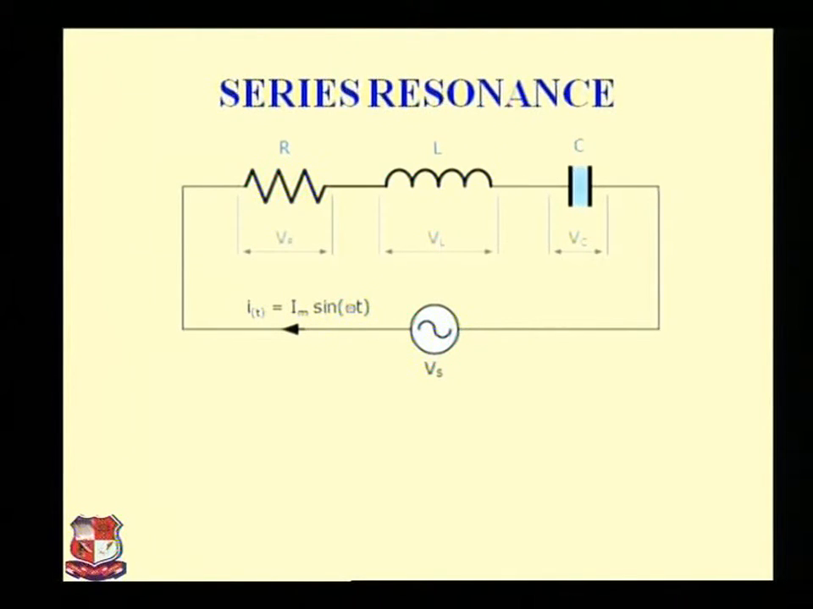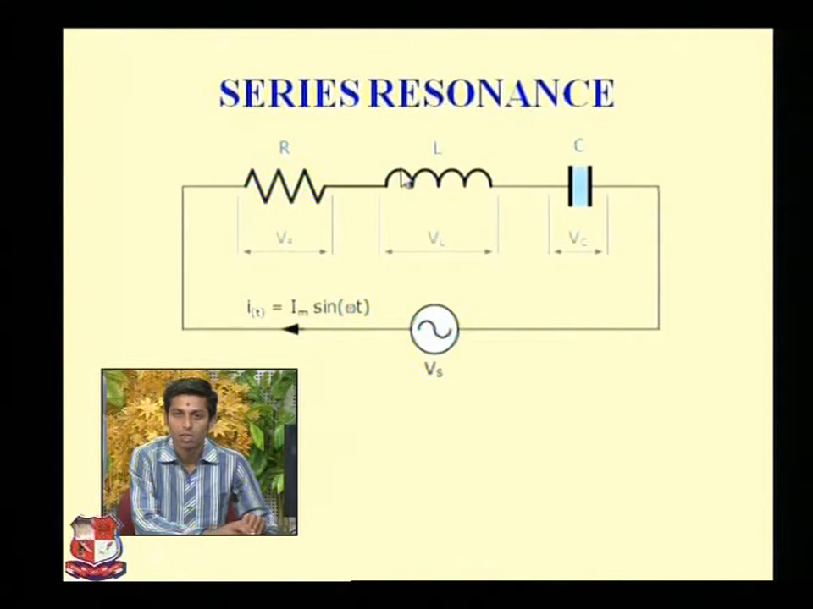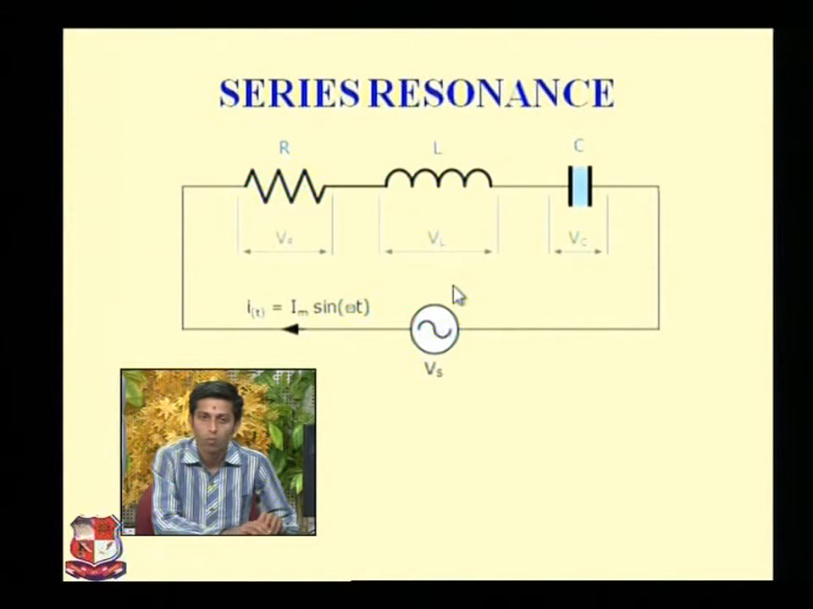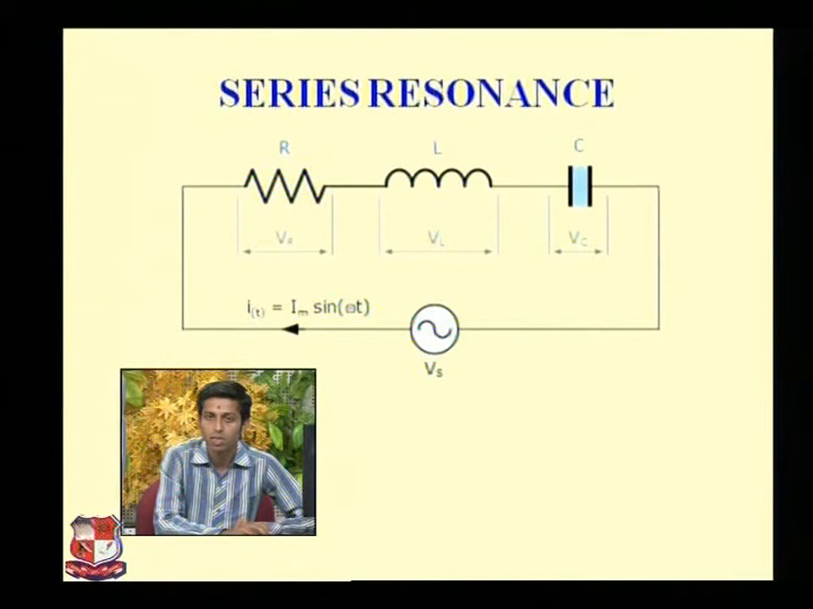Here voltage is applied, Vs or Vm sin omega t. Current flows through the resistor, inductor and capacitor. The voltage drop across the resistor is Vr, across the inductor is Vl, and across the capacitor is Vc. Now we have to discuss what resonance is, or when resonance occurs in a series RLC circuit. So in this circuit we first go through each and every value.